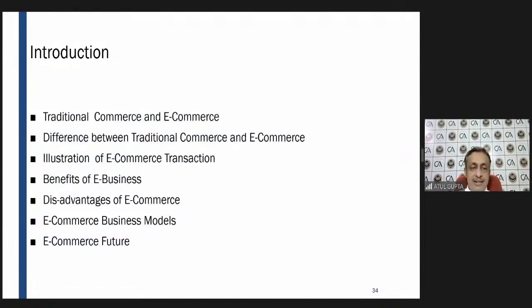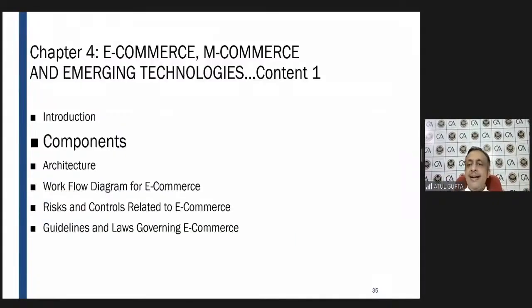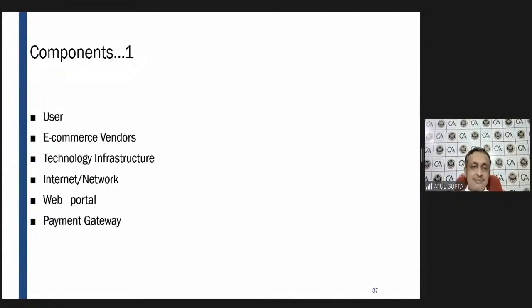So we were here. Then components of e-commerce. The components are you and me, the users, e-commerce vendors, the technology infrastructure, internet network, portals, payment gateways. These are core components for any e-commerce transaction to go through in a seamless manner.